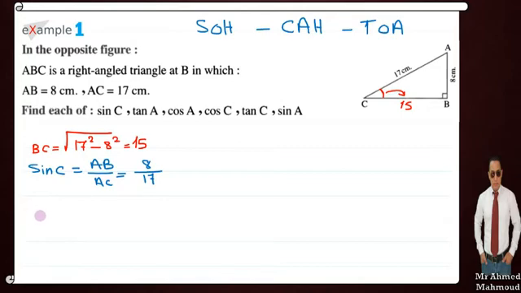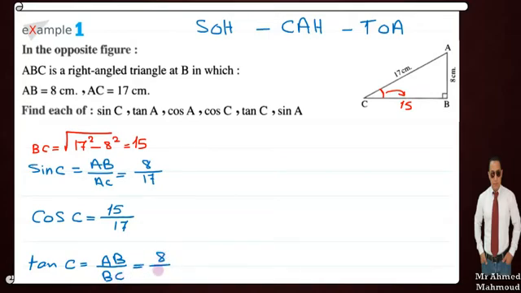Another one, cosine C, which is adjacent over hypotenuse. The adjacent here is 15, then it will be 15 over 17. And tan C, which is opposite over adjacent, it will be AB over BC, which is 8 over 15.